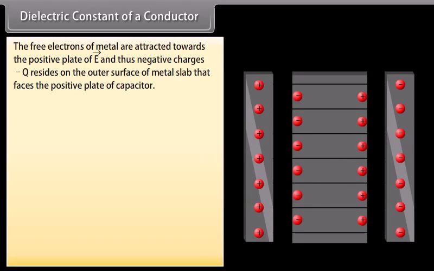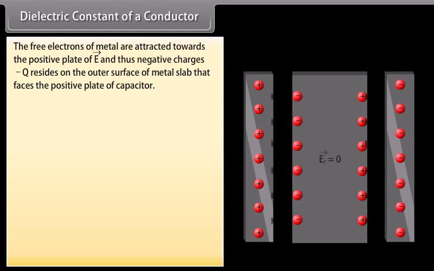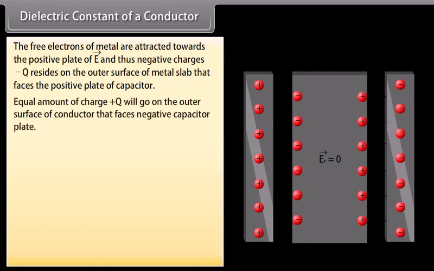The free electrons of the metal are attracted towards the positive plate, and thus negative charge minus Q resides on the outer surface of the metal slab that faces the positive plate of the capacitor. An equal amount of charge plus Q will go on the outer surface of the conductor that faces the negative capacitor plate. Thus, outside the conductor slab the field remains E.